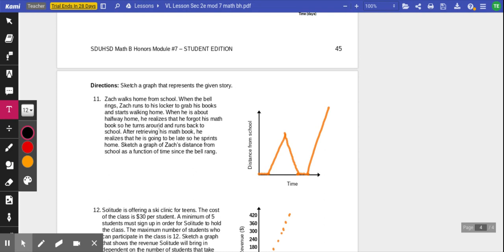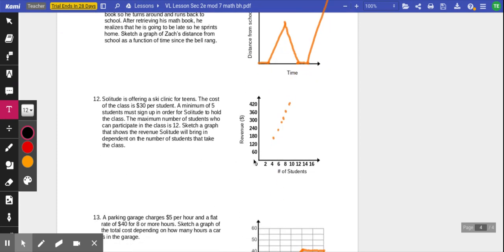When he's about halfway home, he realizes he forgot his math books. Oops, that's him walking home. Then he goes, oh no, and runs back to school. He's at school, running around, going to his locker. And then he sprints home, so we're taking off fast.